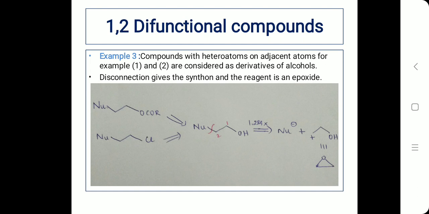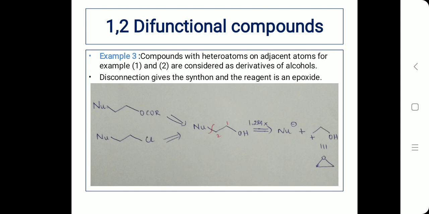Now here are some compounds with heteroatoms on adjacent atoms, for example 1 and 2. These two target molecules are considered as derivatives of alcohol. Disconnection gives the synthon and the reagent is an epoxide. Here there is an ester and a chloride group which are the main functional groups in the target molecule, and you can observe that these two target molecules are derivatives of alcohol, because ester also you can prepare from alcohol, and chloride also by substitution you can prepare from a hydroxyl group.